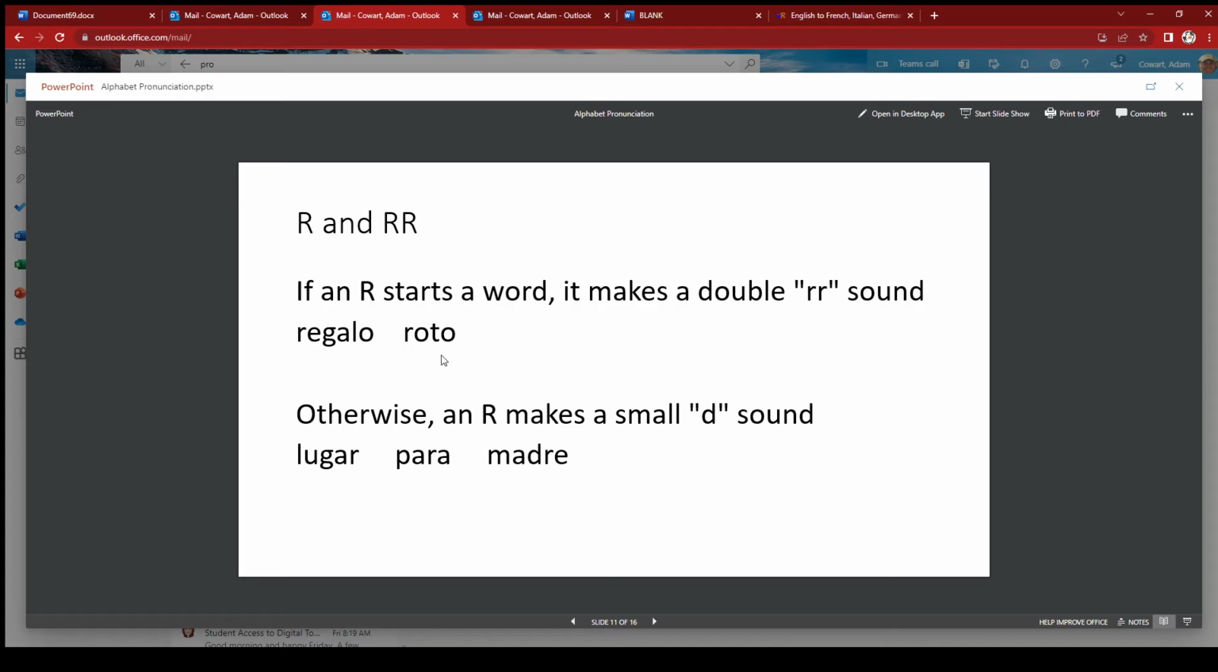Otherwise, an R just makes a small kind of a D sound. Okay? Now, this is important if you want to work on your pronunciation. In Spanish, there is not that hard R. Like, for example, this word in the middle, this is not para, it is para. This is not madre, it is madre. It's not lugar, it is lugar.